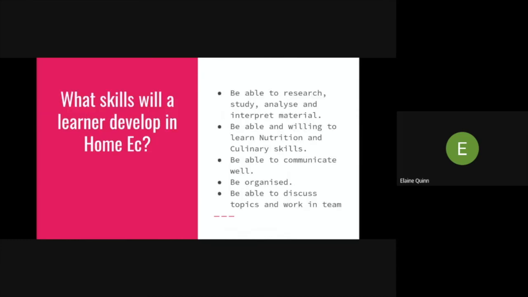What skills will a learner develop in home economics? Home economics provides ample opportunity to develop research skills, analytical skills, to gain nutrition and culinary knowledge and skills that are useful now and later into life. Home economics also provides a student with ample opportunity to develop their communication skills, to develop and practice their organizational skills and collaboration, because students work in groups to discuss topics and work in teams for practical cookery.